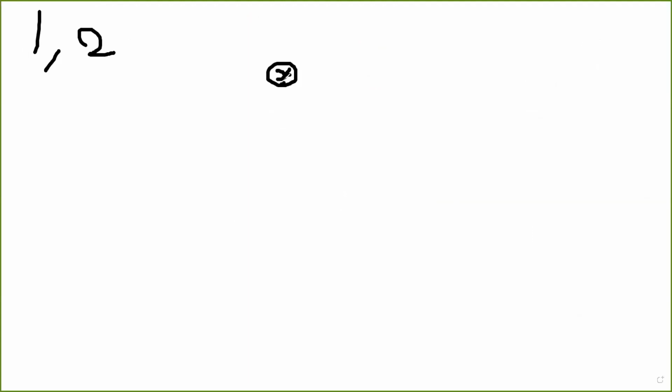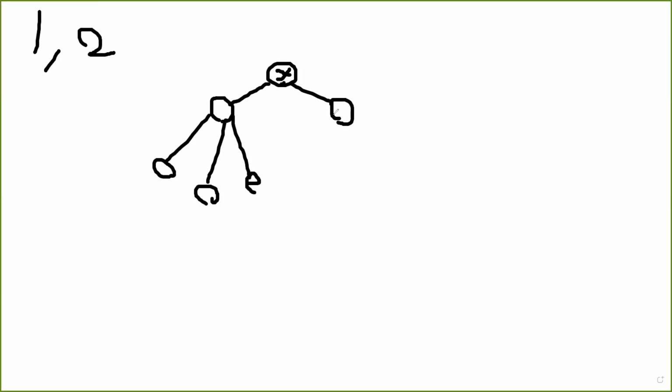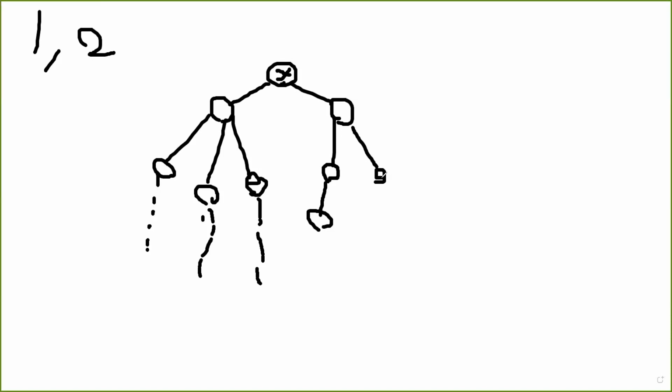Let X be the root of the tree. To make things easier, we'll take X and make it the root of the tree, so any other children will be below it, something like this, and so on. Okay, so this is a big tree.